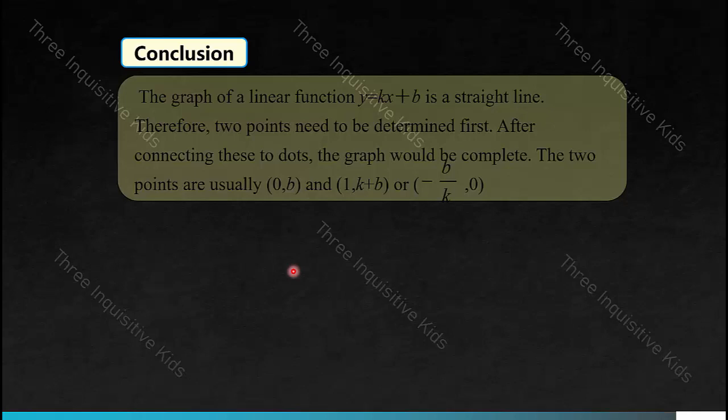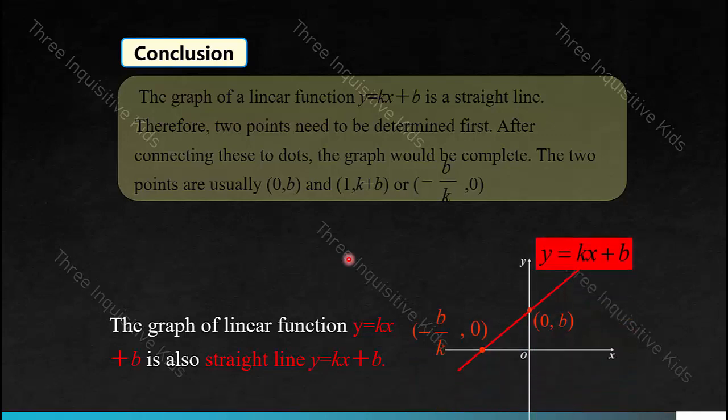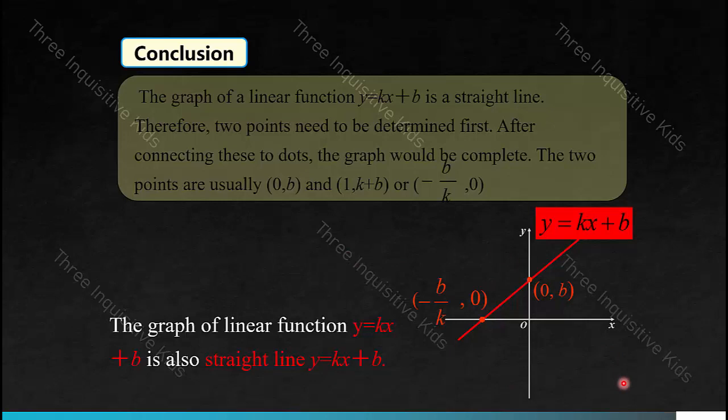The 2 points are usually (0, b) and (1, k plus b), or (negative b over k, 0). So usually we would find the y-intercept and the x-intercept, or (1, k plus b). The graph of linear function y is equal to kx plus b is also a straight line. So this is what it would look like. Here, this is the y-intercept, where this graph intersects the y-axis, (0, b), and here is the x-intercept, where this graph intersects the x-axis.